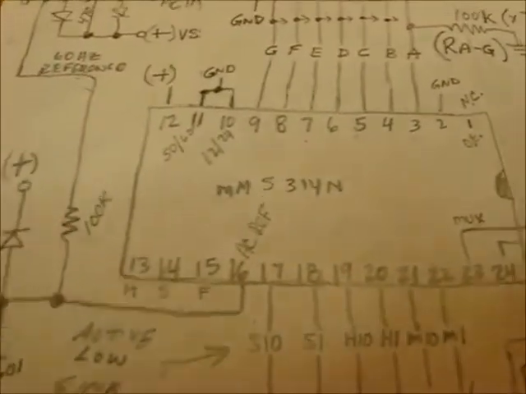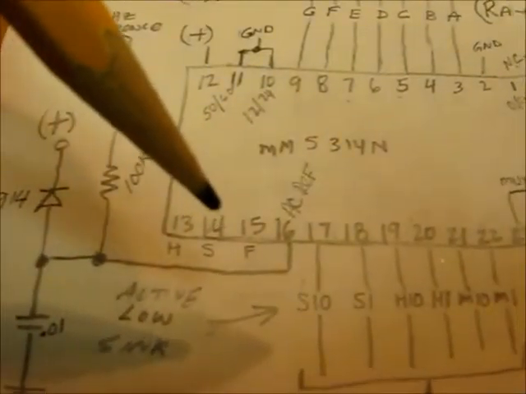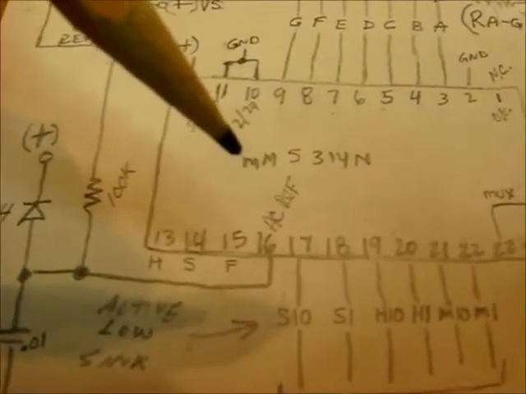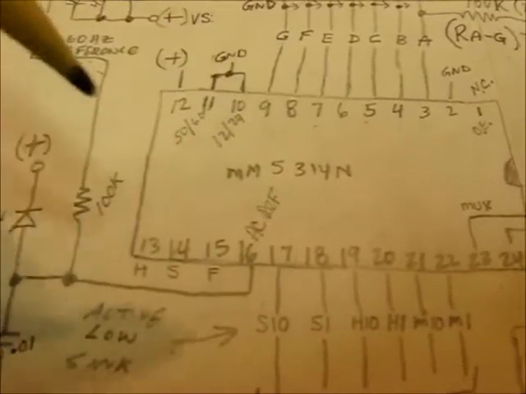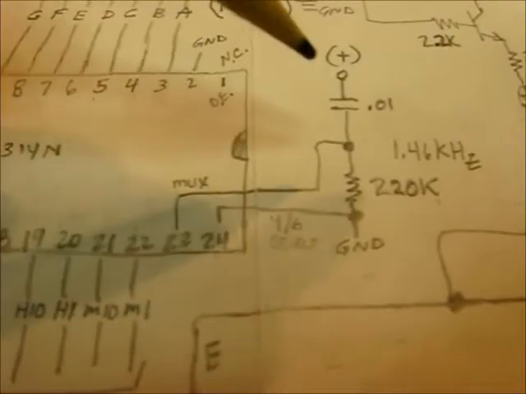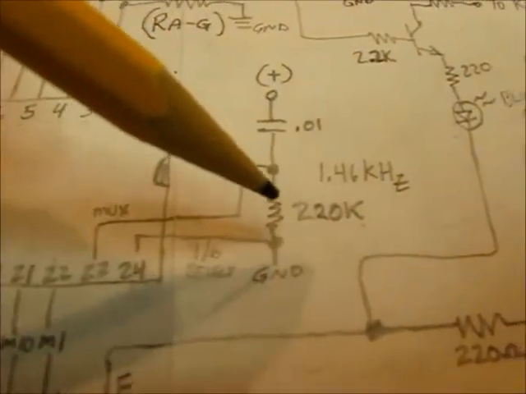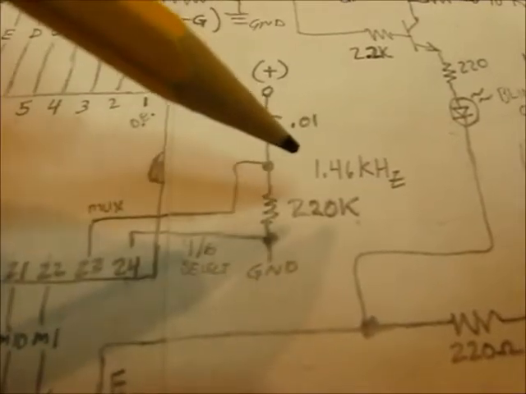Let's see, what else did we do here? This is your AC reference. Comes in. That's what the chip uses to keep time. Multiplex. RC network here. Initially I did have 100K here. I put a 220 in instead to bring the frequency down.